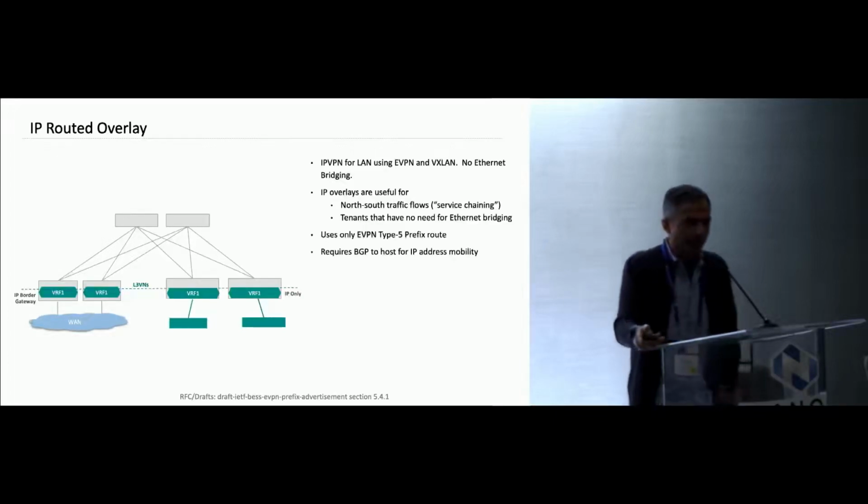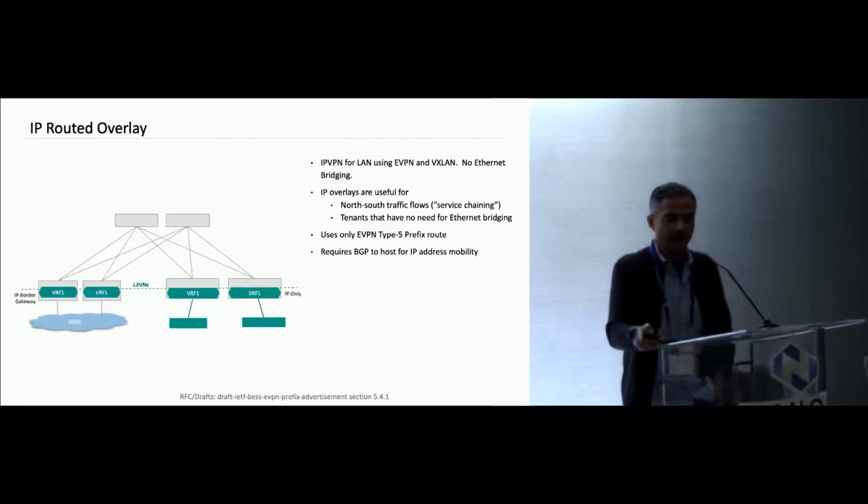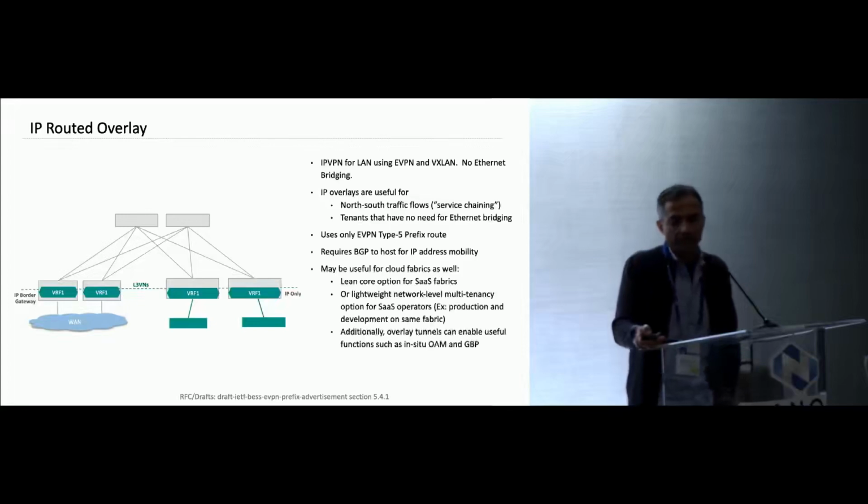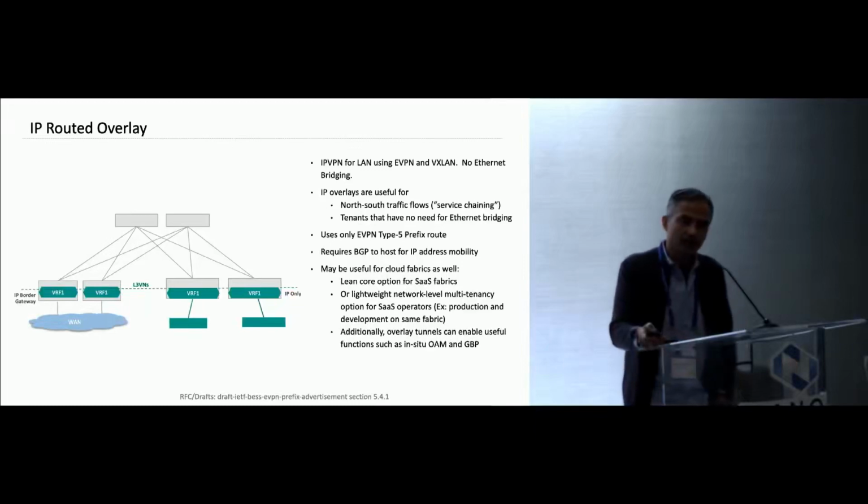Now, if you need mobility here, you need to do BGP all the way to the host, right? And if you have a workload that needs to move from one host to the other, the original host has to withdraw, and the target host has to announce. These overlays are useful even for folks who don't believe they need them. For example, if you're running an IP-only infrastructure, you can still use routed overlays to run a lean core, so you don't have any workload state, workload IP, in your spines, etc.